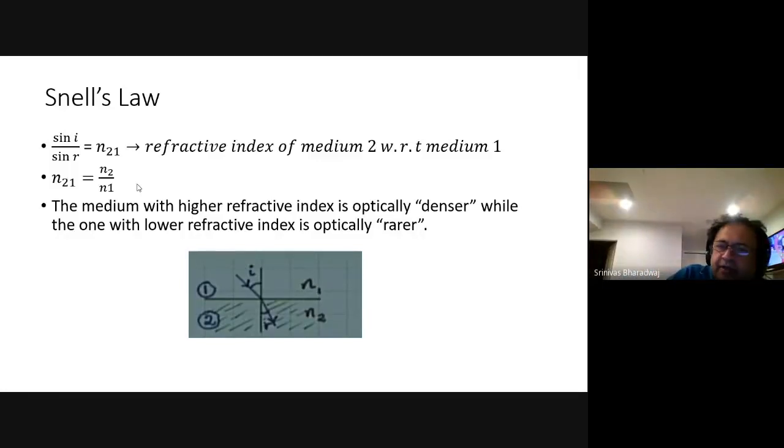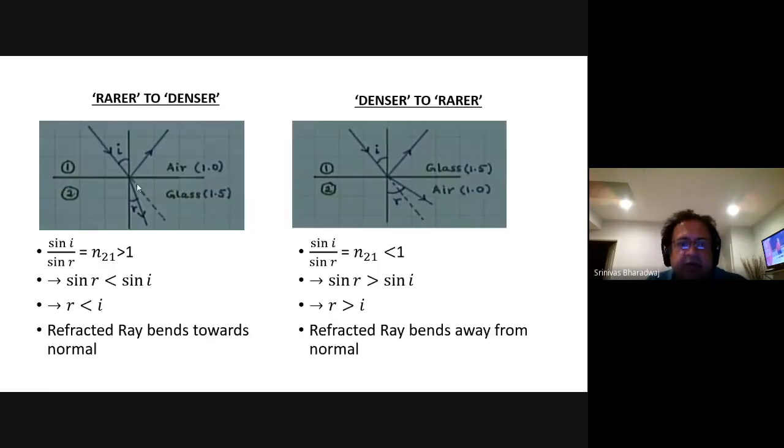Now if one of them is something different, like maybe water, or some other kind of glass, you will end up with a different number. Typically they use 1.5 for the refractive index of glass, but again, as I said, it varies based on the wavelength, and changes with glass also a little bit. Some glasses are slightly different. Okay? So sin I by sin R is n21.